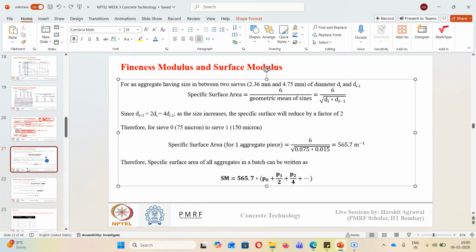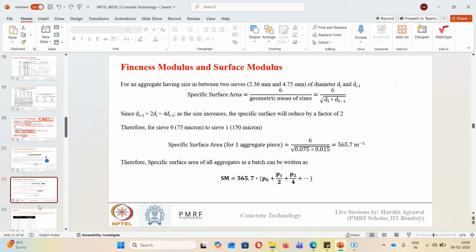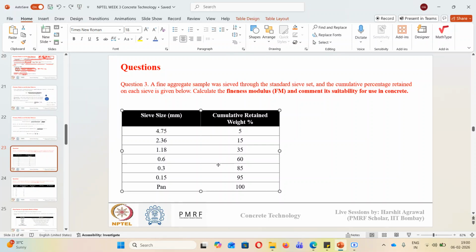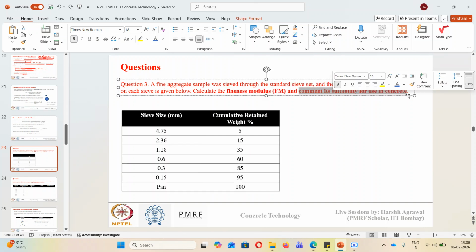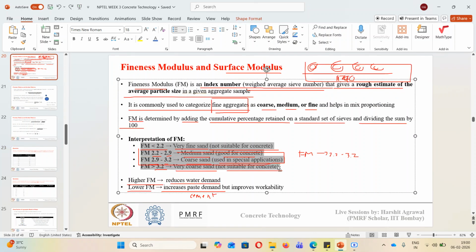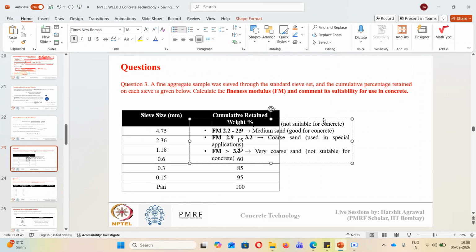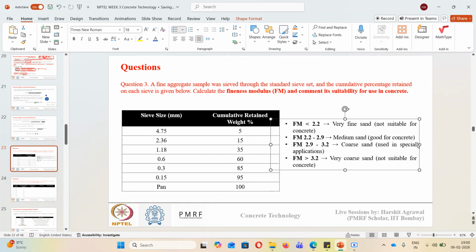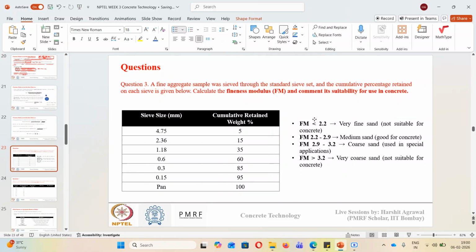Now, to understand how we do this calculation, let's solve two numericals. In this question I have given you the gradation versus cumulative percentage retained for each sieve size, and I want you to calculate the fineness modulus and comment on its suitability for use in concrete. This was the table that we saw for suitability of use in concrete. Just tell me what the fineness modulus of this fine aggregate batch is.